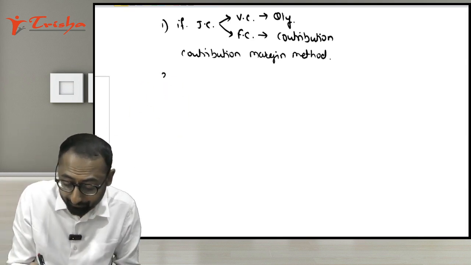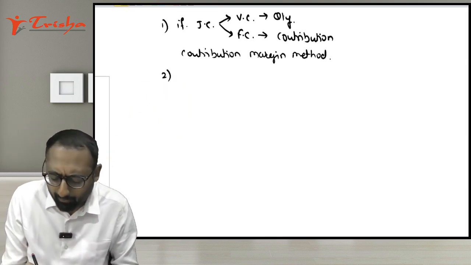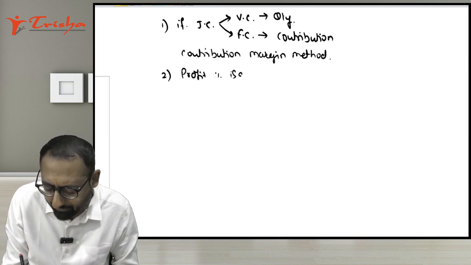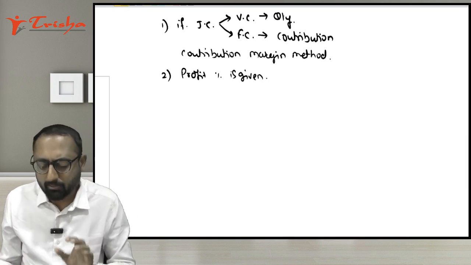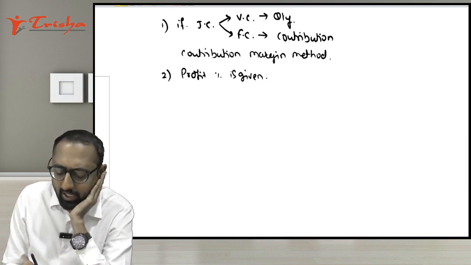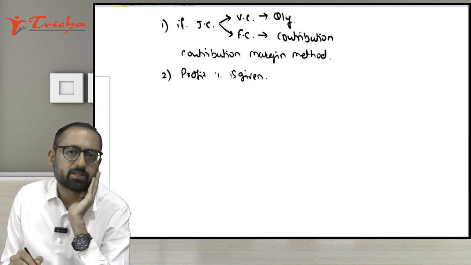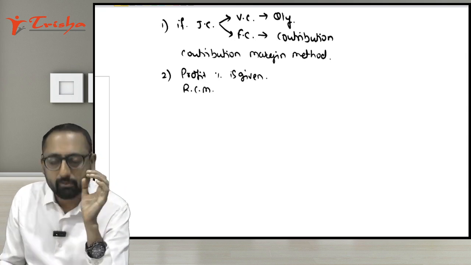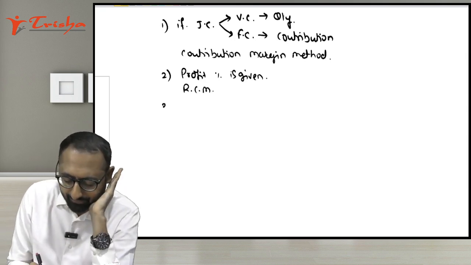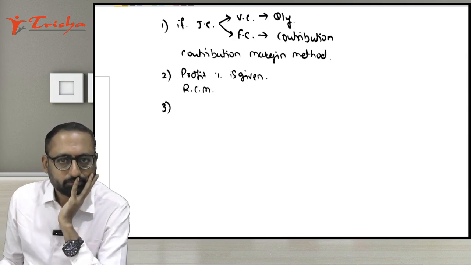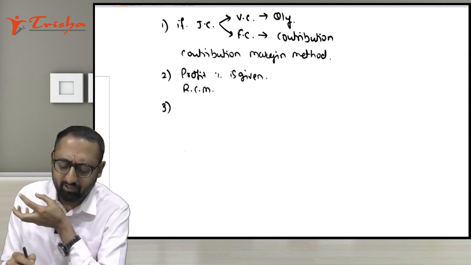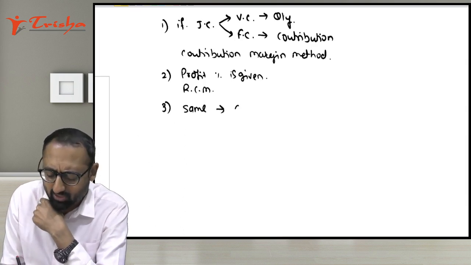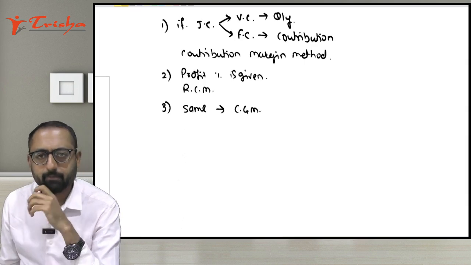If no, then check whether profit percentage is given. If profit percentage is given and the profit percentage of all the products is different, then the reverse cost method will be followed. Next, third method: if profit percentage is given and the same profit percentage is given for all the products, then you know that the constant gross margin method will be applicable.